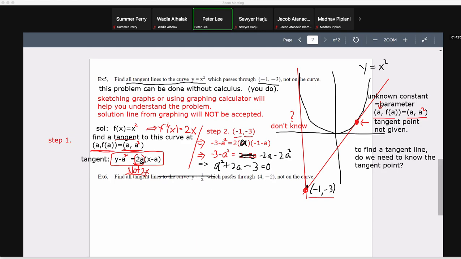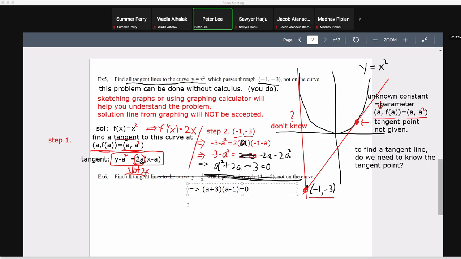So now we'll erase this example 6 here. As you can see, we are now getting close to the answer. So what is this? This is (a + 3) times what? Times (a - 1). Is that right? Equal to 0. Yes, that's right.